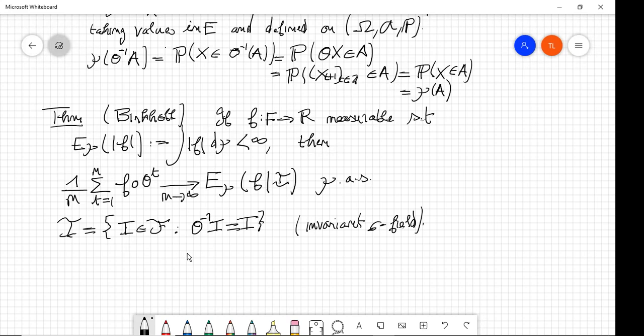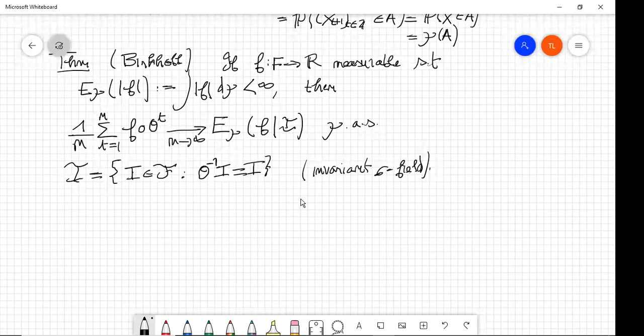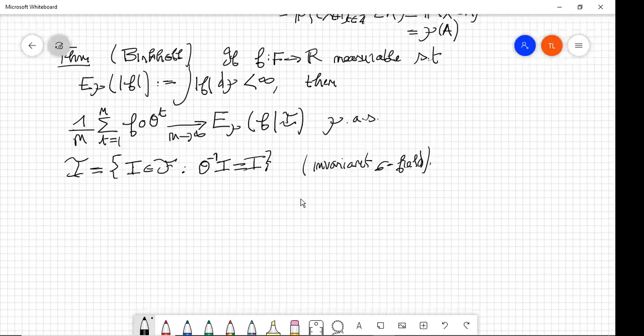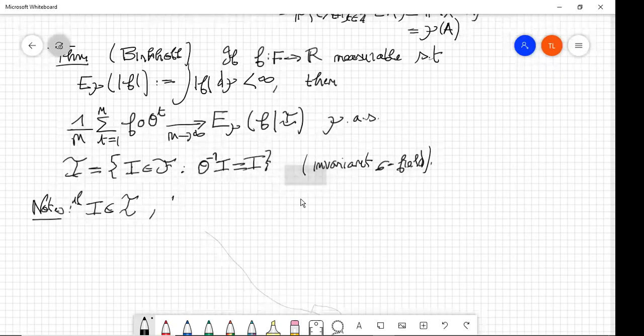Okay, so I will just clarify something. This is an important theorem. There is no question of proving it because it is quite long, but it will be the basis. We'll just give several comments. The first one is the following. I is invariant. When x is in I, it means that theta of x is in I.